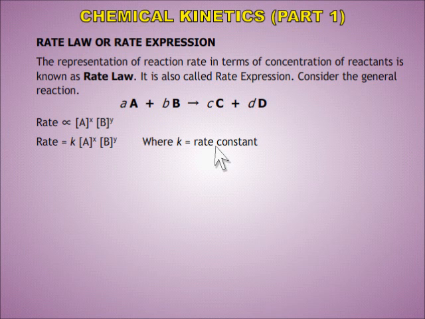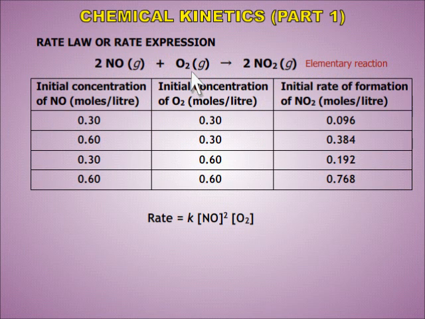How is the rate law experimentally determined? We take this reaction. We measure the initial rate of formation of NO2 by varying the initial concentrations of NO and O2. The results found are as follows. When the initial concentration of NO is doubled, the rate of formation of NO2 increases 4 times. When the initial concentration of O2 is doubled, the rate of formation is also doubled. When the initial concentration of both NO and O2 is doubled, the rate increases 8 times. So in the rate expression, the rate is found to vary with the square of the NO concentration and with the concentration of O2 raised to the first power.